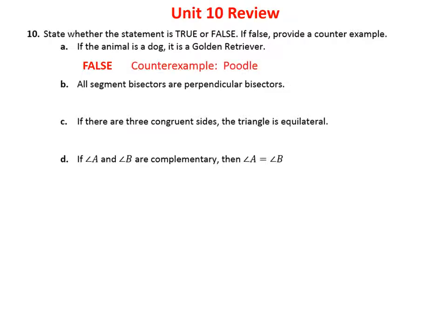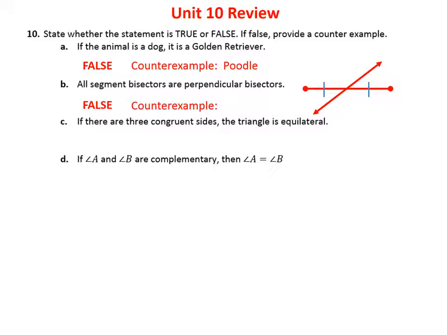For example, I give a counterexample of a poodle. A poodle is a dog, but it's not a golden retriever. B, all segment bisectors are perpendicular bisectors. Well, again, that's sometimes true, but not always true, so it's false. For example, here's a counterexample where I have a segment, and a line bisecting this segment, but notice it's not perpendicular. So it is a bisector, but it's not perpendicular.